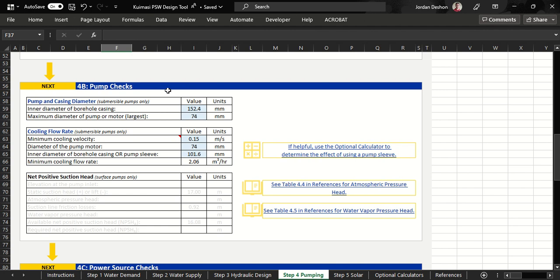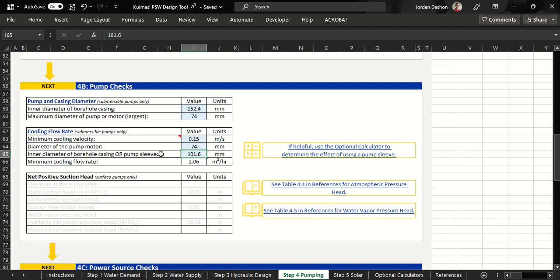Next, in step 4B, we do a few pump checks. We enter the pump casing. That's the inner diameter casing for the borehole, and then the maximum diameter of the pump. And you can see from these two values, there's a pretty significant difference. The borehole casing is much wider than the pump diameter. What this means is it might be necessary to use a pump sleeve to achieve better pump cooling.